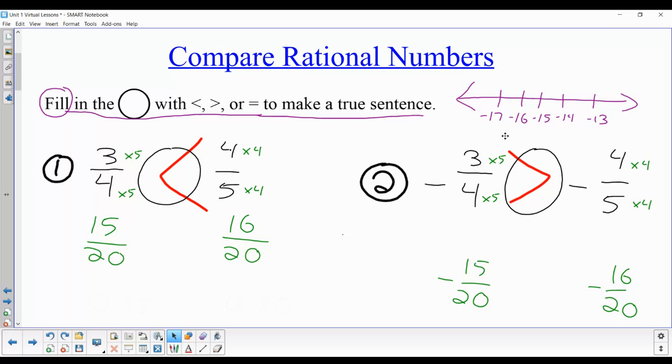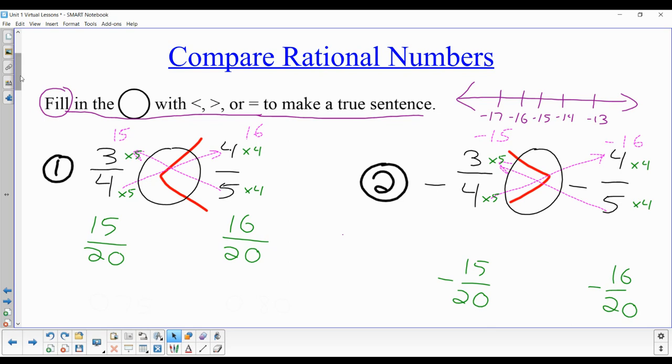There is a shortcut that works when you have two just fractions, and that is to cross multiply, going up. 5 times 3 is 15, 4 times 4 is 16, 16 is larger than 15, so 4/5 is larger. Problem number 2, if I do the same shortcut, 5 times 3 is 15, but the number is negative. I'm not multiplying negatives. I do 4 times 4 is 16, and because our number is negative, we use a negative 16. And because negative 15, again, is larger than negative 16, the negative 3/4 would be larger.